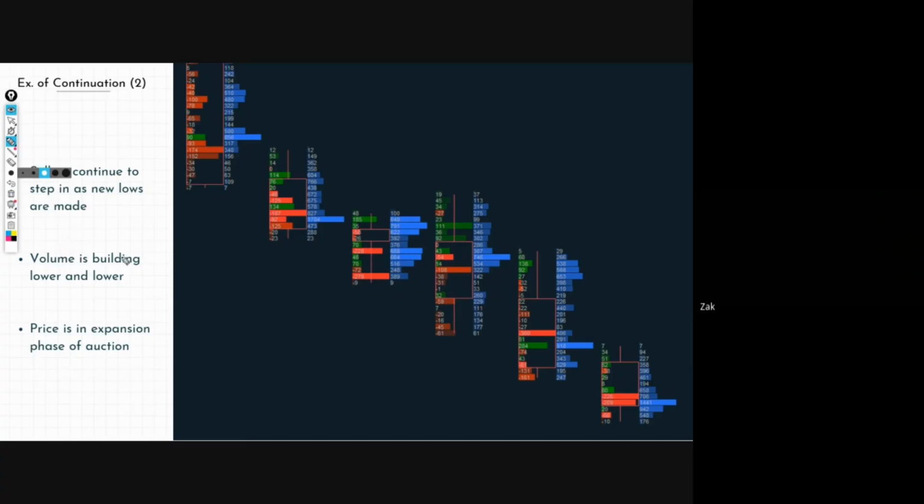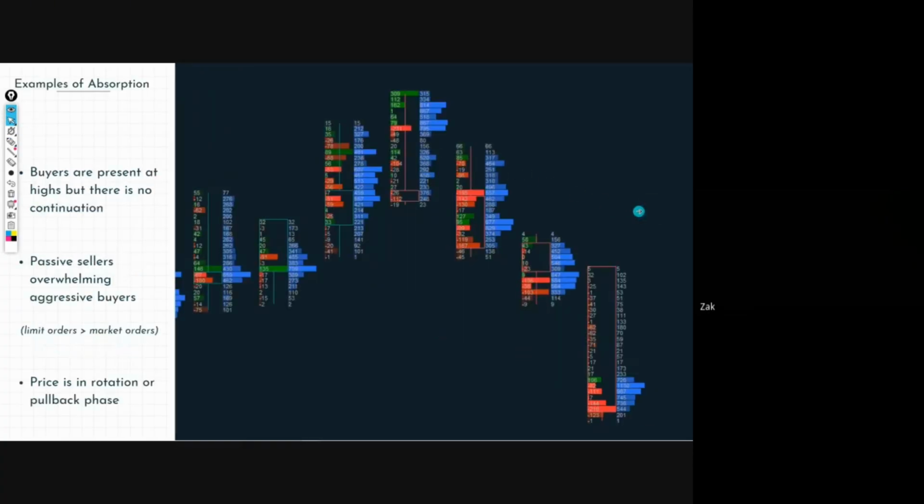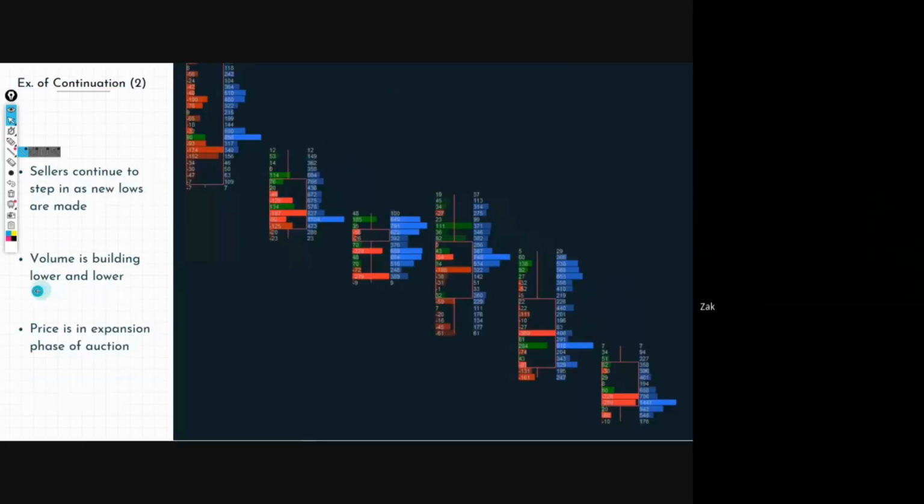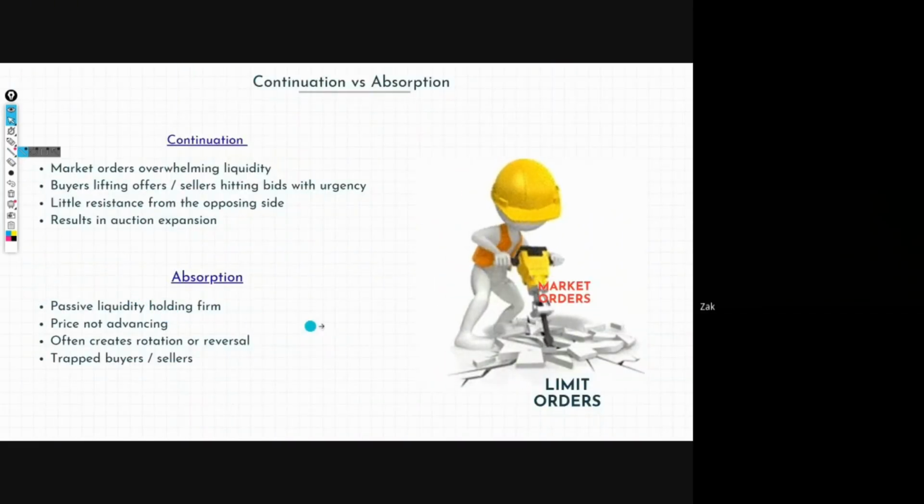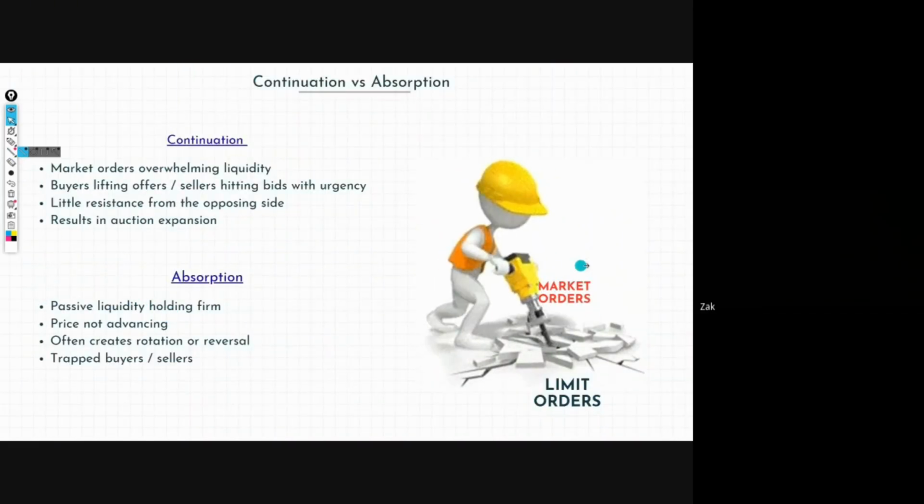So volume is building lower and lower. And again, this is very important: price is in an expansionary phase. I'll talk about why it's important in a little bit. Okay, so here we have examples of absorption. Again, absorption is when passive liquidity is overwhelming the aggressive liquidity.